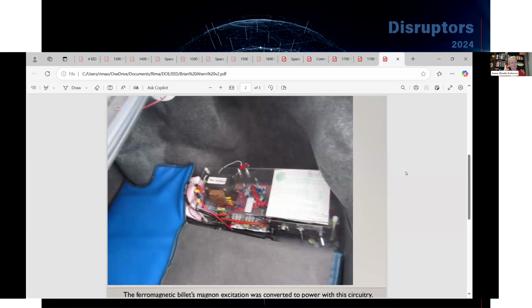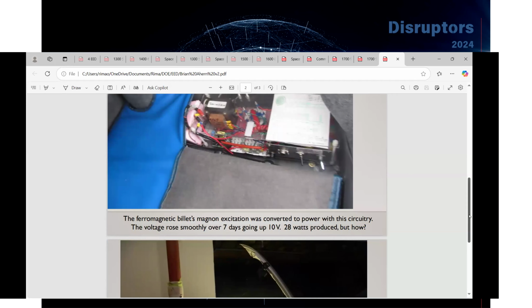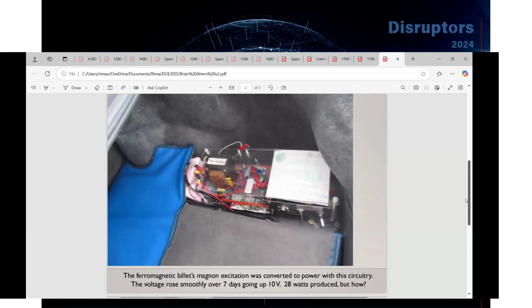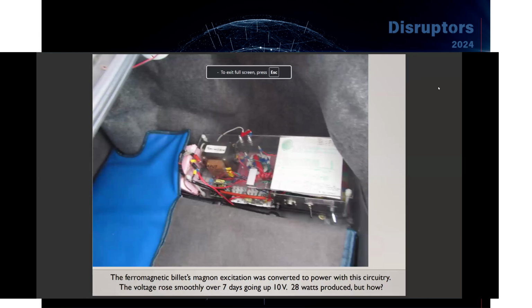This image shows, I'll read what it says on there. The ferromagnetic billet's magnon excitation was converted to power with this circuitry. The voltage rose smoothly over 7 days, going up 10 volts, 28 watts produced, but how?